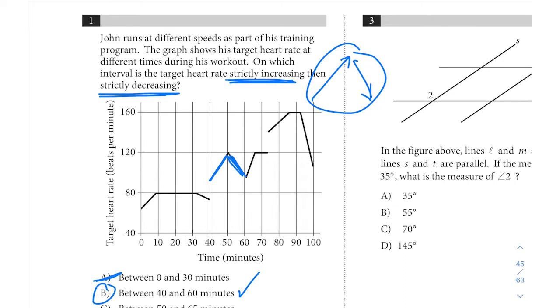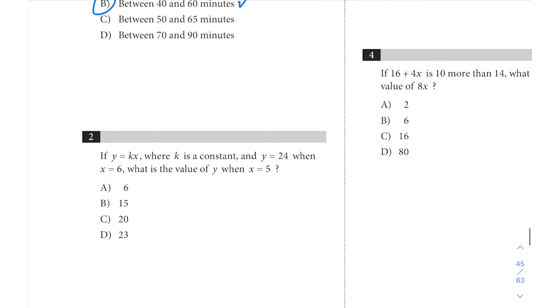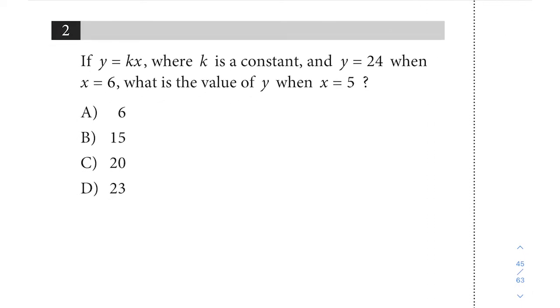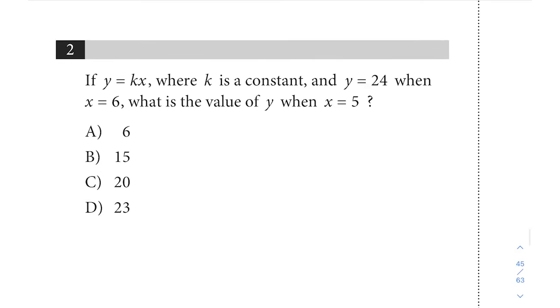So we can go ahead and pick B and confidently move on to number 2 without having to investigate answer choices C and D. There can only be one correct answer, and once we find it, we can select it and move on. So let's take a look at number 2. And this one says, if y equals kx, where k is a constant, and y equals 24 when x is 6, what is the value of y when x equals 5?